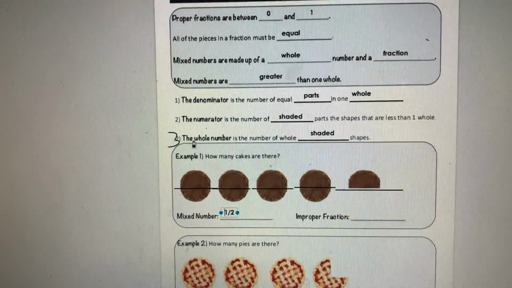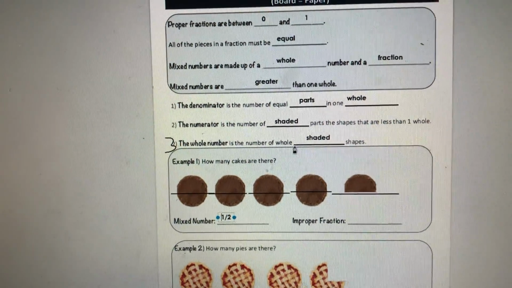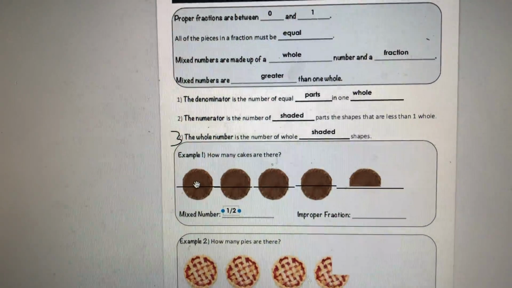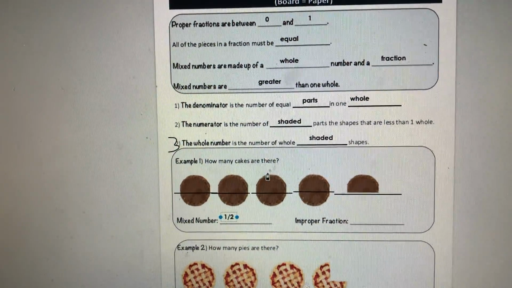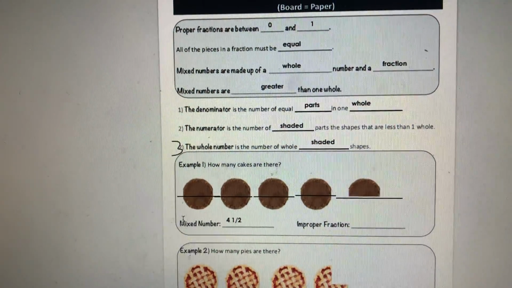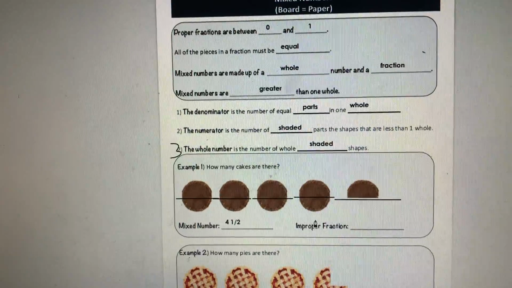And the last part is the whole number I have in my mixed number, which is the number of whole shaded shapes. Well, here it's the number of whole cakes I have. 1 cake, 2 cake, 3 cake, 4 cake. I have 4 cakes, so my mixed number is 4 1/2.